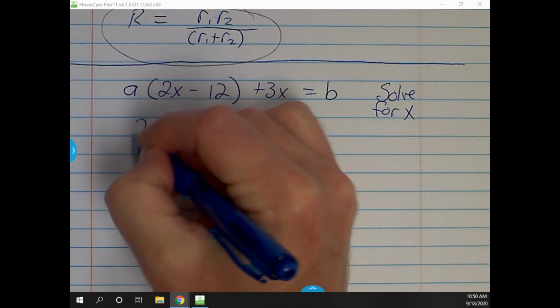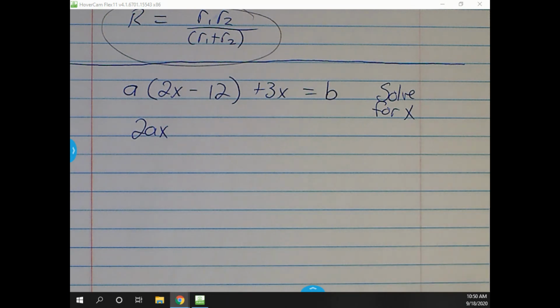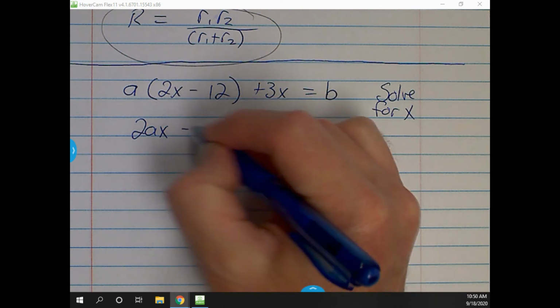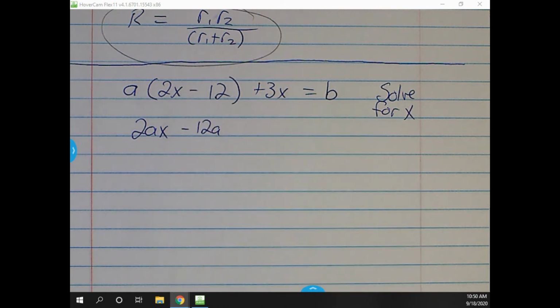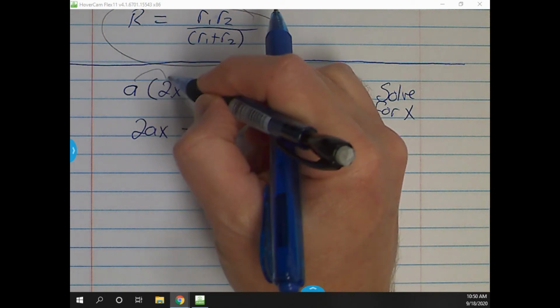And where you put that a, it doesn't matter. I'm just going to put it first, in front, between the 2 and the x. If you put it at the end, if you did 2xa, that would be fine too. Where you put the letters is not really that important. And then we'll do 12 times a here. So we're doing distributive property to start off with.